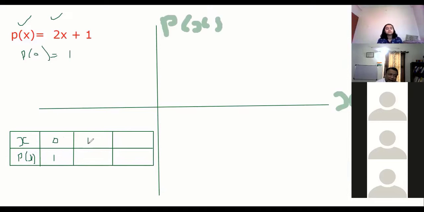Suppose x को 1 ले लिया. So what is the value of px? 3. You substitute value x equal to 1, so 2 plus 1 3, तो 3 आ गया. Suppose x को -1 ले लिया, is your choice. You take x as -1. So substitute value x equal to -1 here, तो -2 plus 1 -1. Correct? So we got 3 points, 0 1, 1 3 and -1 -1.